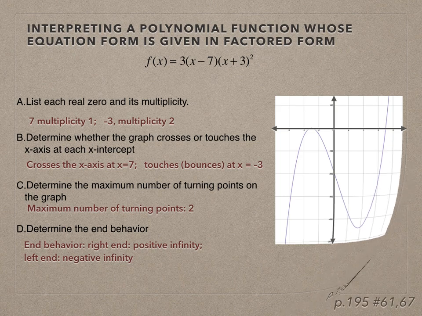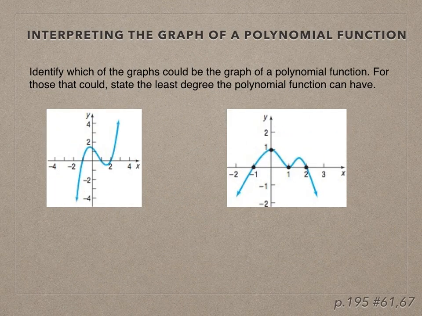Now we'll look at the graphs of polynomial functions. And we're asked to verify, in fact, could these graphs represent polynomial functions and state the least degree the function can have. So my claim for the first graph is that, yes, this is a polynomial function. It is odd because the right end and the left end are tending in different directions.